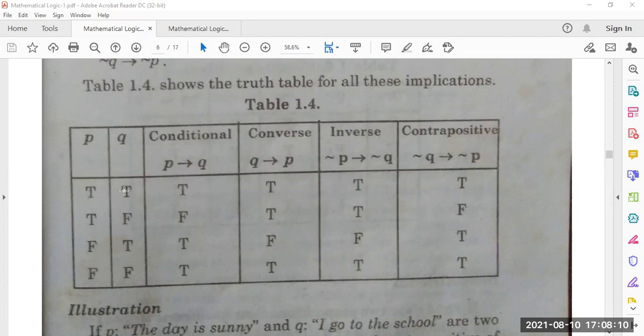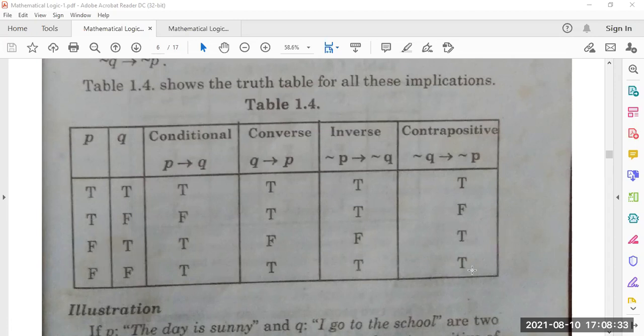Then minus Q implies minus P. Minus Q means it is false. This one is false. This one is false. False, false means T, this will be T and this will be F. T, F. TF means F. It is F, it is T. FT means T. This is T, this is T. TT means T. This is the contrapositive.